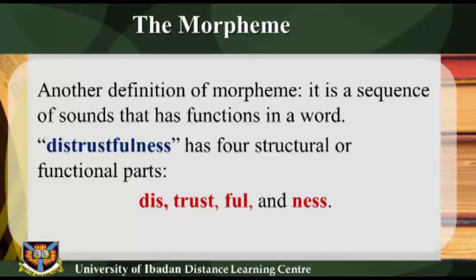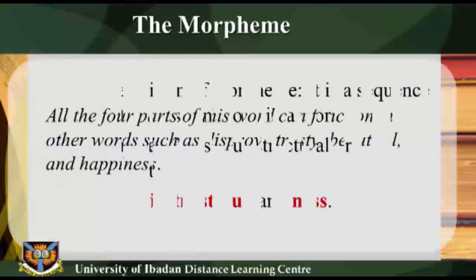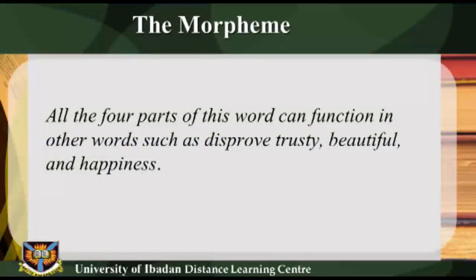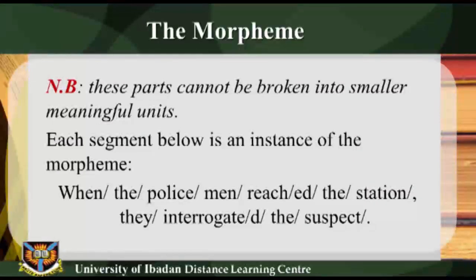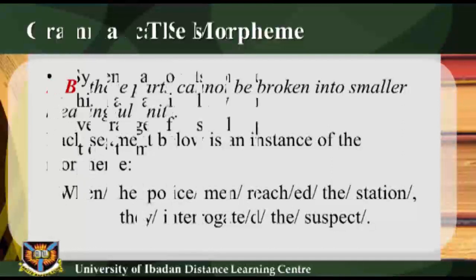Distrustfulness has four structural or functional parts: dis, trust, full, and ness. All four parts of this word can function in other words such as disprove, trusty, beautiful, and happiness. We should notice too that these parts cannot be broken into smaller meaningful units. Each segment below is an instance of the morpheme. When the policemen reached the station, they interrogated the suspect.